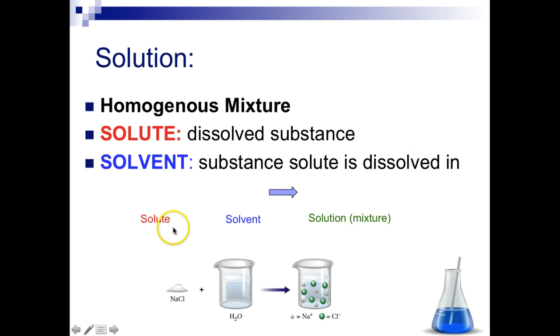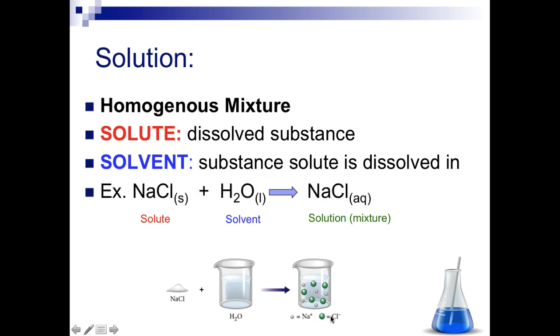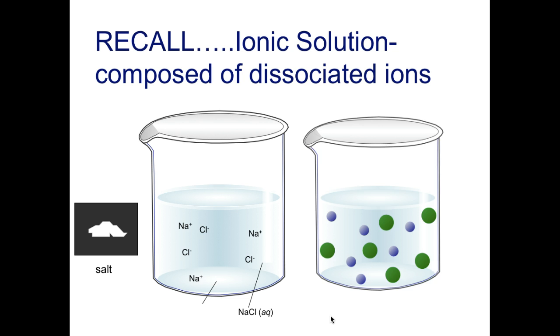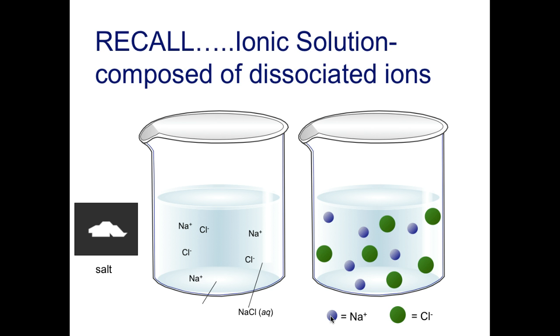So for example, when we look at this, we have NaCl plus H2O. The solute is the NaCl. The solvent is water, and we're making a solution of sodium chloride. Okay? So, recall. Ionic solutions are composed of dissociated ions. So when you put salt into water, those NaCl's split up, and you actually have Na+ and Cl- floating around.